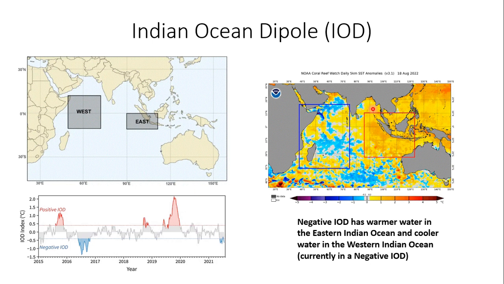Now what happens when you get warmer than normal water temperatures in the Eastern Indian Ocean and cooler than normal waters in the Western Indian Ocean? We call that a negative IOD, or Indian Ocean Dipole. This is the sea surface temperature anomalies from late August of this year, 2022, showing a negative IOD. Okay? So again, negative IODs have warmer water in the Eastern Indian Ocean and cooler water in the Western Indian Ocean.